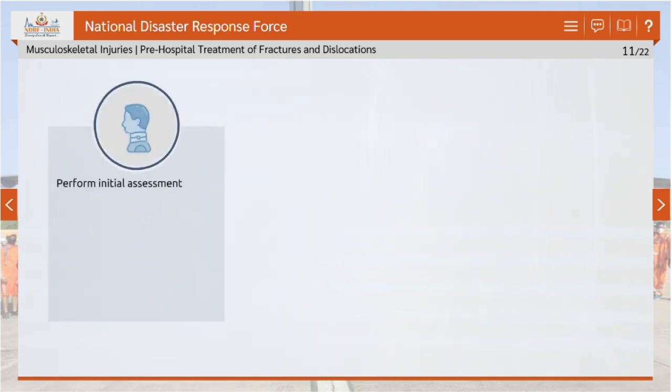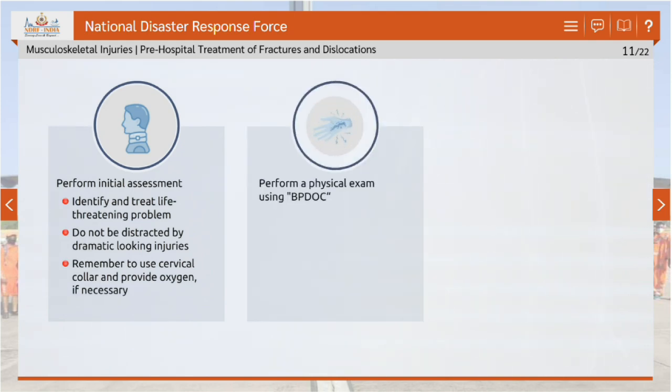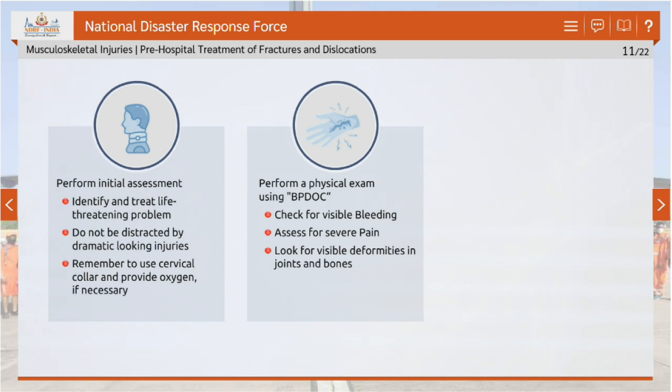Perform initial assessment, identify and treat life-threatening problem, do not be distracted by dramatic-looking injuries. Remember to use cervical collar and provide oxygen. If necessary, perform a physical exam using BPDOC, check for visible bleeding, assess for severe pain, look for visible deformities in joints and bones, inspect for open injuries, listen for crepitus sound.